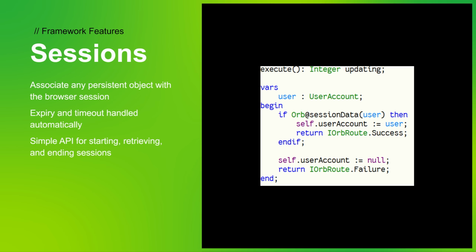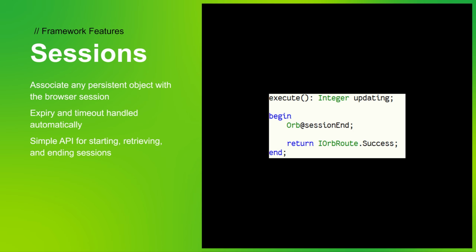The session data method is used to check if the browser has an active orb session or not. It returns true if it does and false otherwise. If the session data method returns true, it also populates the parameter that is passed with the object that was associated with the session. So in this example, this is retrieving the user object that was associated with the session, where session start was called. You can also terminate a session with the session end method. This invalidates the session in orb and tells the browser to delete any cookies associated with the session.